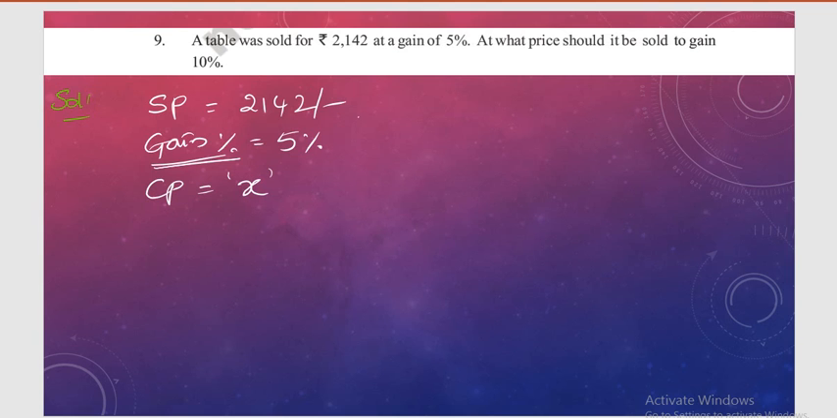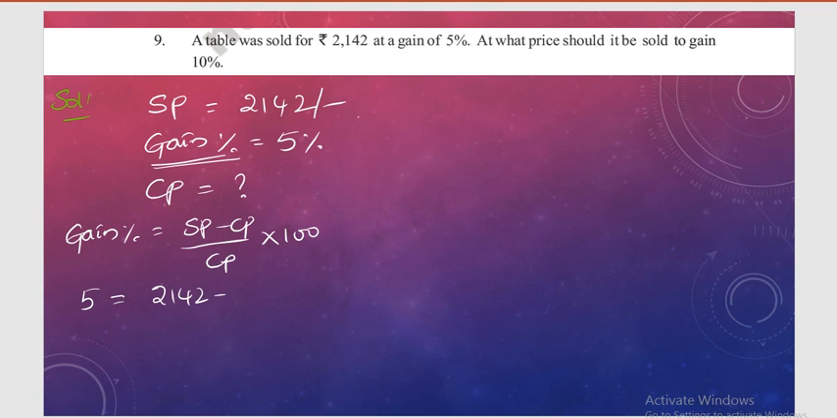We already know the gain percentage, so whenever you have the gain percentage, go with the formula. What is the formula for gain percentage? Gain percentage is equal to (SP minus CP) by CP into 100. Instead of taking an unknown variable, just keep CP as CP only. Gain percentage is 5, so 5 is equal to (2142 minus CP) by CP into 100. Now this 5 I can cancel in 100, 20 times. So if I cross multiply, 1 into CP is CP, so CP is equal to 2142 into 20.